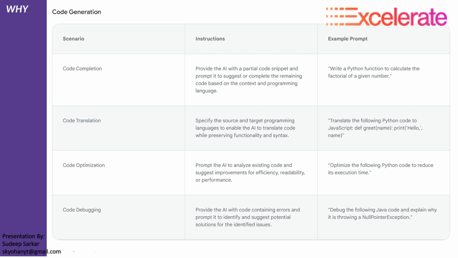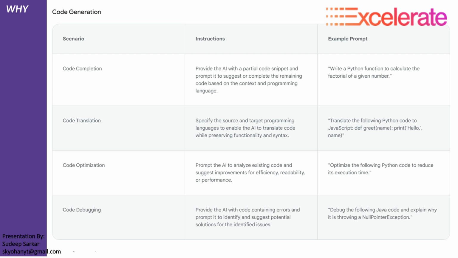Now code translation. Let's suppose we have code in any given language, say Python or Java, and we need to translate it into a different language, say C, because our system does not support Python or Java, it supports only C. So we can write our code in Python and ask it to be translated into a specified language. Code optimization.